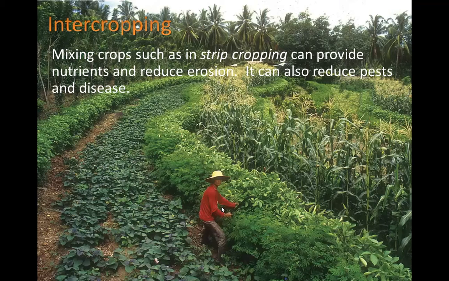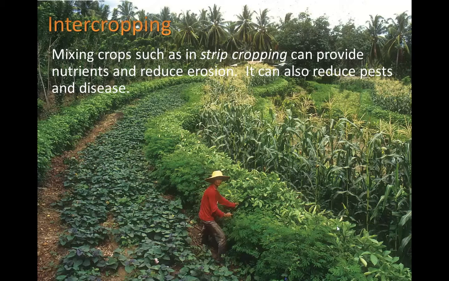Intercropping is another way. You can mix crops, such as, in this case, what's called strip cropping, which provides nutrients and reduces erosion. It can also reduce pests and disease. If you look here, each strip is a different crop. For the same reason as we just saw, it can reduce erosion because these lower plants help slow down the flow of water, whereas if you just had a whole field of corn plants, they're not as good at slowing down the flow of the water.